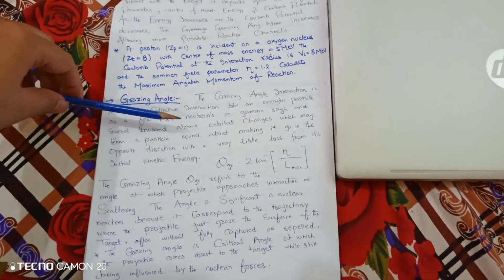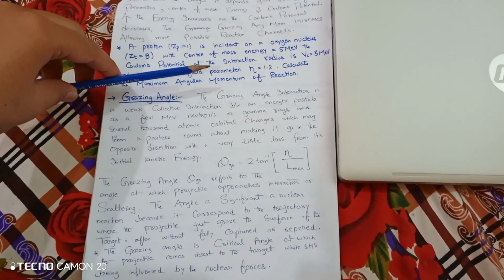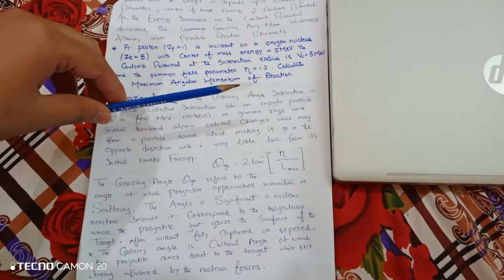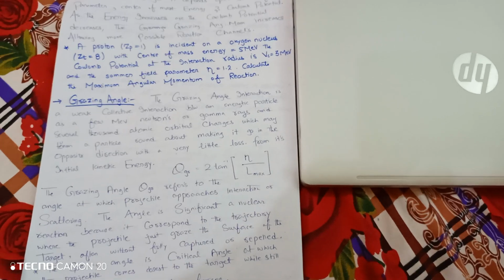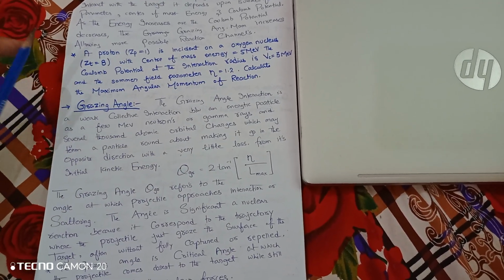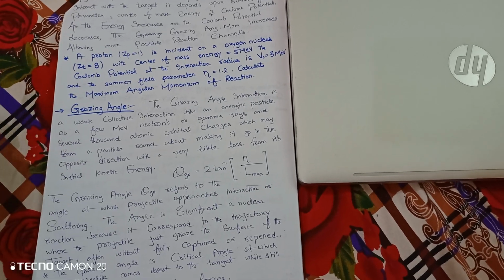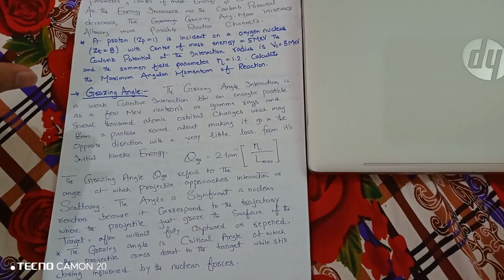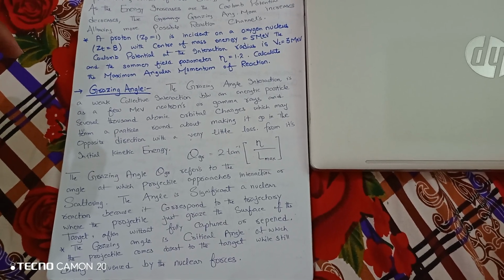The interaction is at as few as a few mega electron volts, very few. In this case the energy loss in the kinetic energy is very low. Why low? Because the interaction is very weak. So as the interaction is very weak, the kinetic energy loss is very low.